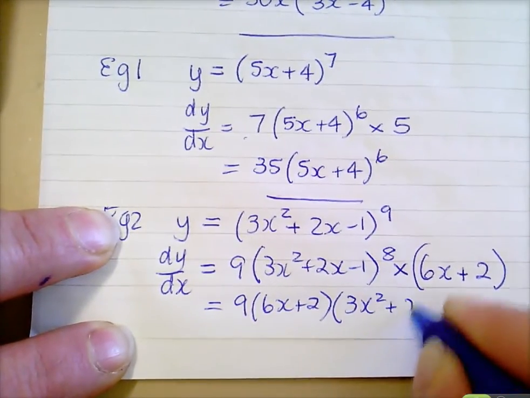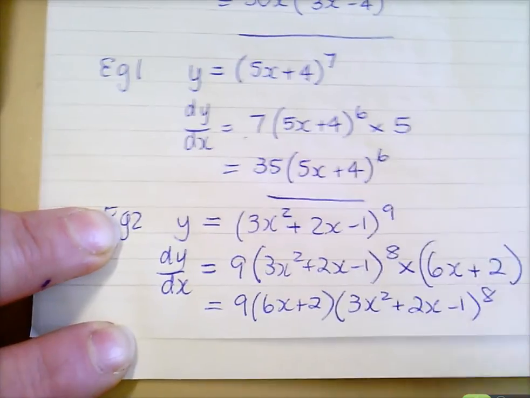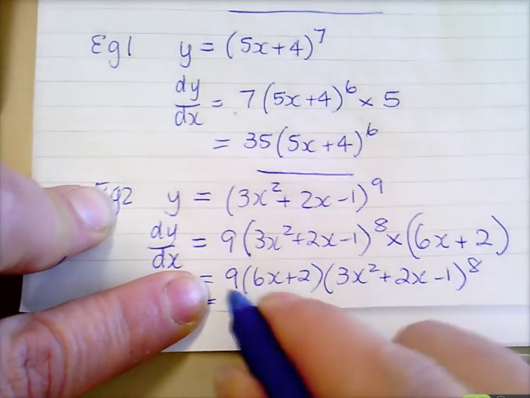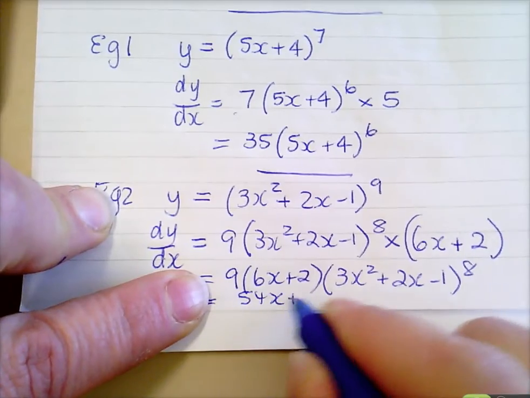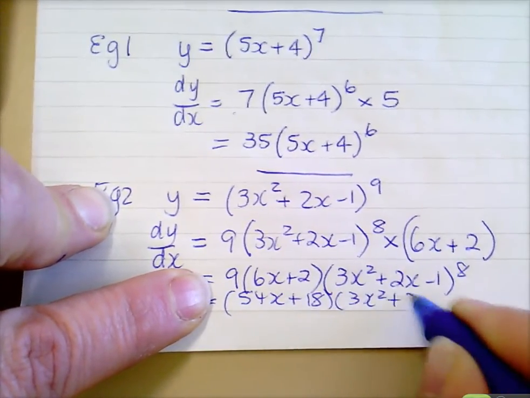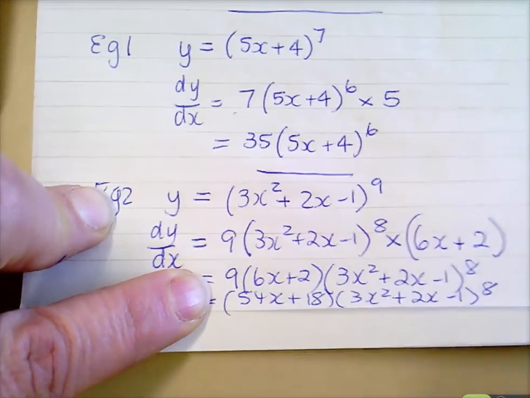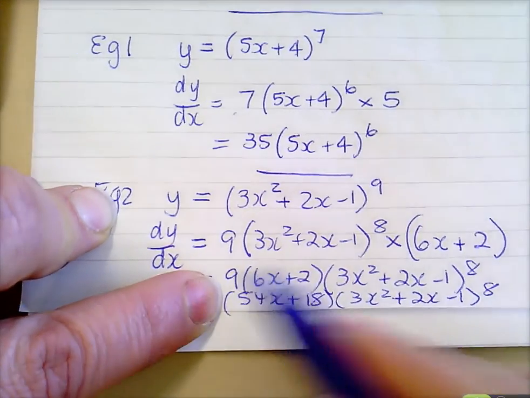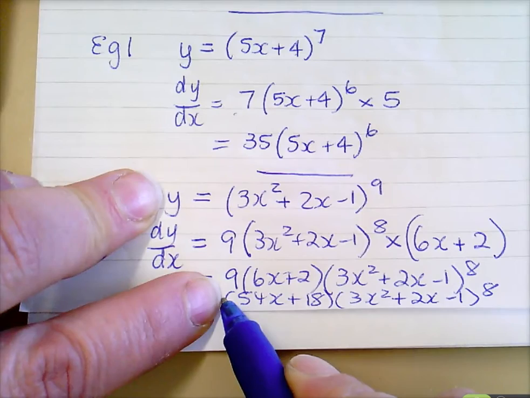Or you can expand. Does that make sense? Or you can expand it to 54x plus 18, bracket, 3x squared plus 2x minus 1 to the power of 8. So girls, I prefer the first one. It's a simpler form. I wouldn't expand it.